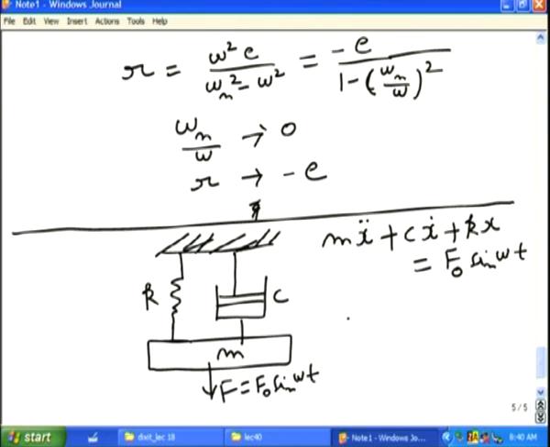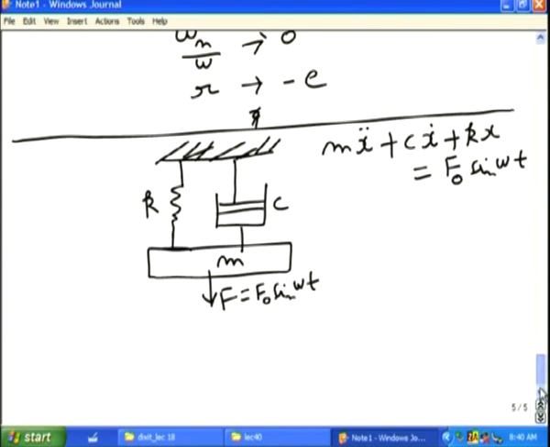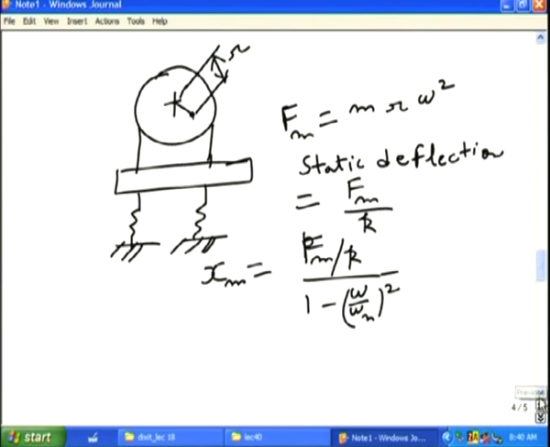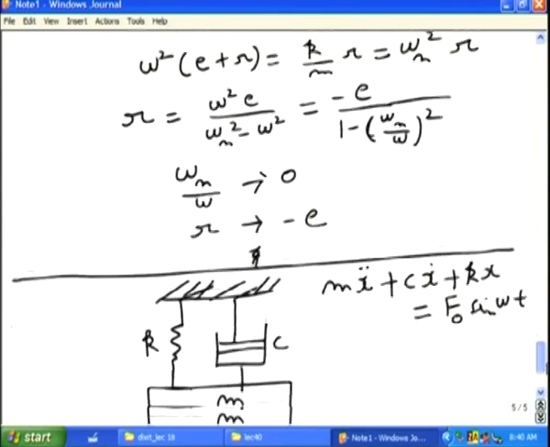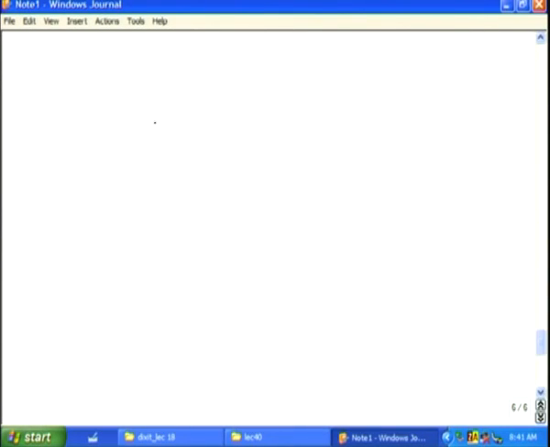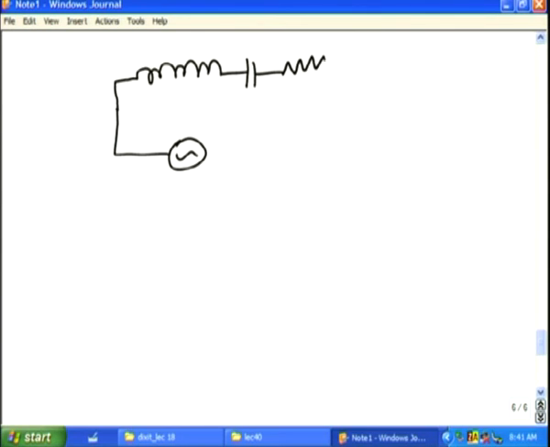The similar type of thing occurs when you have, let us say, a voltage source here, you have inductance, capacitance and resistance in the electrical circuit.